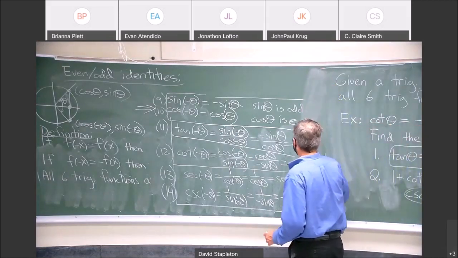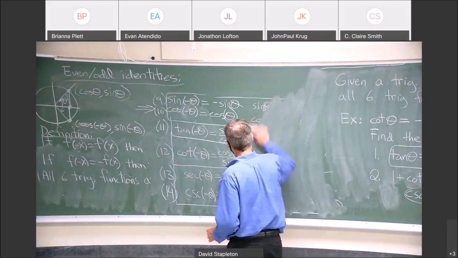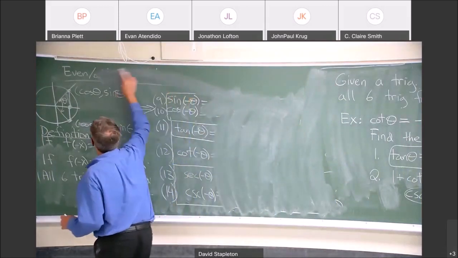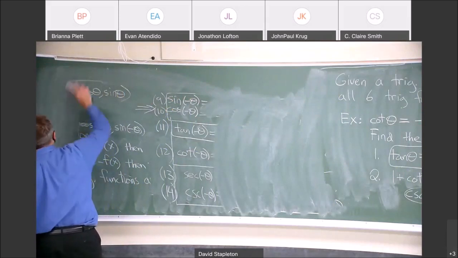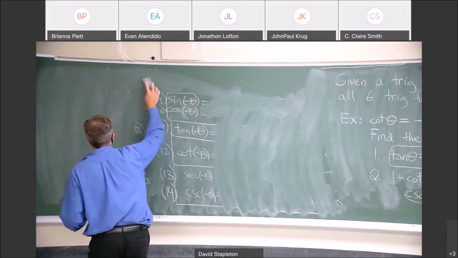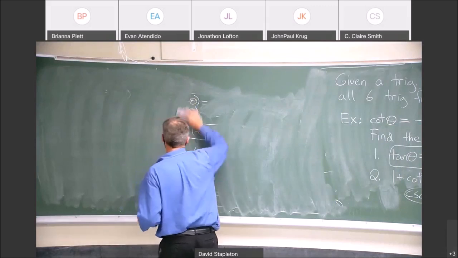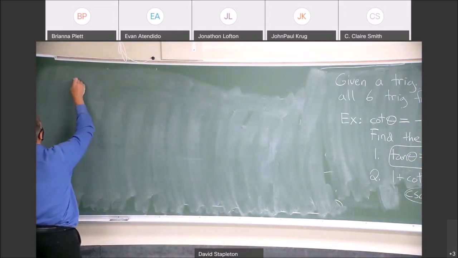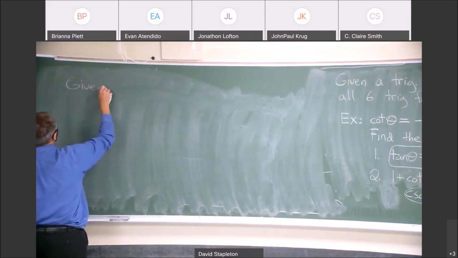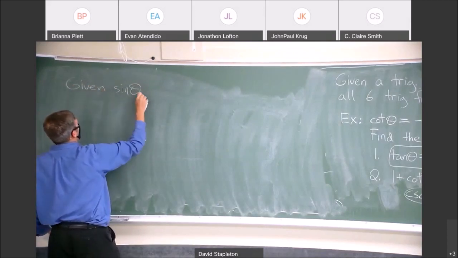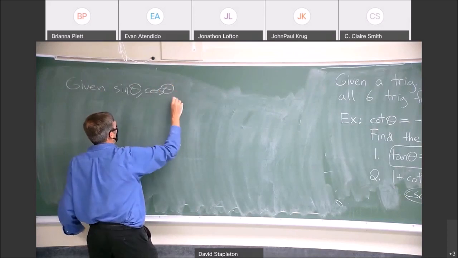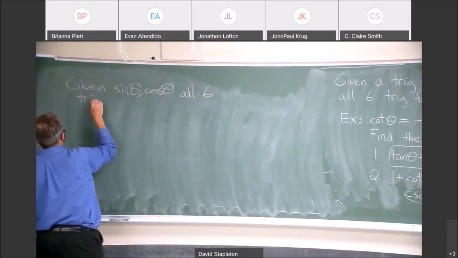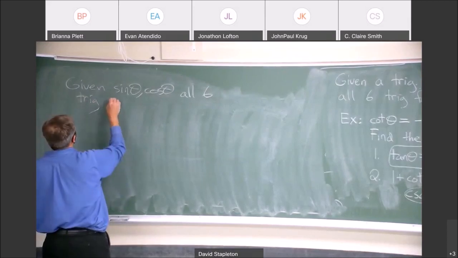Here's another kind of problem that's very important. If I know sine and cosine, I know all 6 trig functions. This is a common problem I give too. So if you know, say, the values of 2 trig functions, such as sine theta and cosine theta, by the identities, all 6 trig functions are known. So this is another thing you can do.